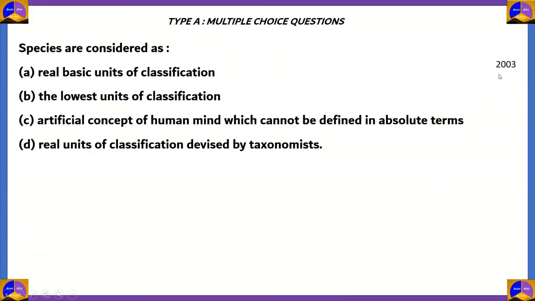Let's look at the final question of this episode. Species are considered as. This question was asked in 2003 and it contains the following options: real basic units of classification, lowest units of classification, artificial concept of the human mind which cannot be defined, real units of classification devised by taxonomists. So let's look at the four options. Option D says real units of classification devised by taxonomists.